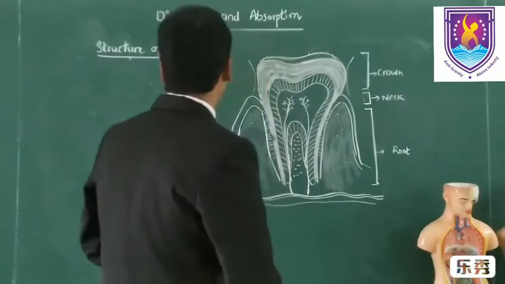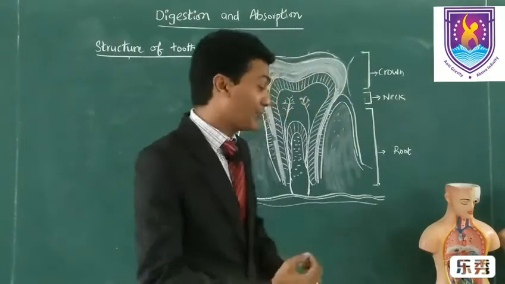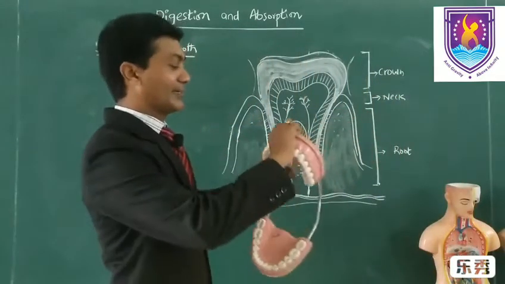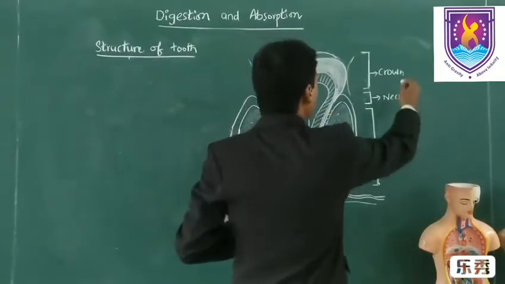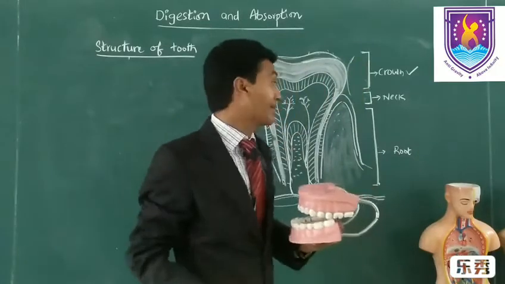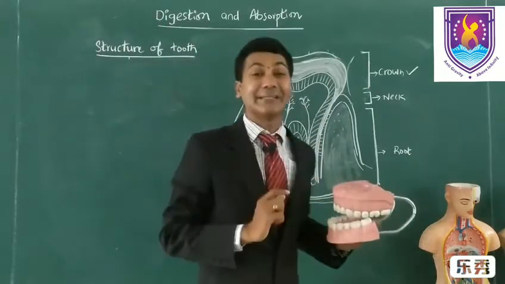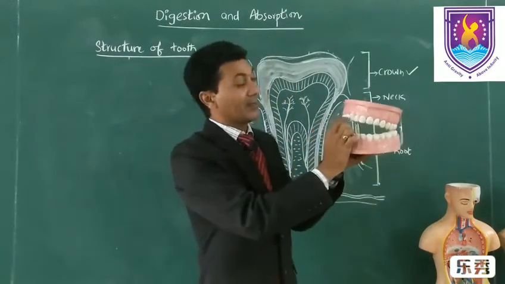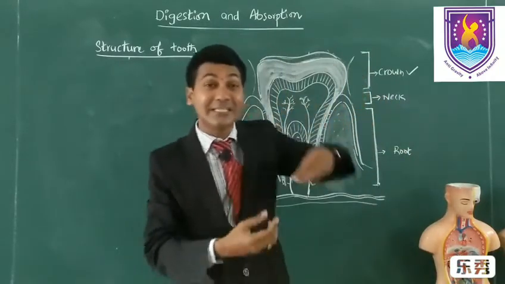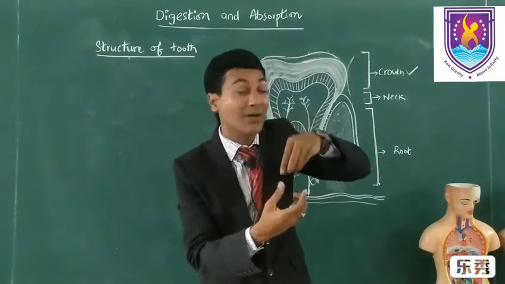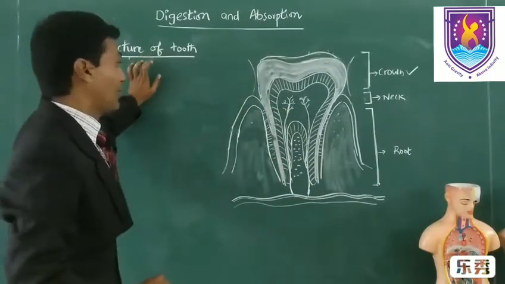A typical human tooth has three parts. The exposed part which we can see. See here, you are seeing the different types of teeth. The part of the tooth which we can see is known as the crown. The part of the tooth which is attached to the gums is known as the neck. And the part of the tooth which is inside the socket of the jaw is known as the root, which we cannot see. So there are three parts by which the tooth is made.